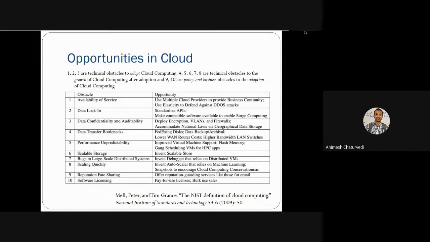Then in 9 and 10, what happened? Reputation fate sharing and software licensing. In this, policy and business obstacles are there for the adoption of cloud computing. These are non-technical: policy, business, legal and management related issues. Like in reputation fate sharing, reputation guarding services are required, for example in spamming email. Then software licensing means how much budget you have, what you pay for the license, and how bulk usage could be managed. So these last two are legal and management related policy and business obstacles.